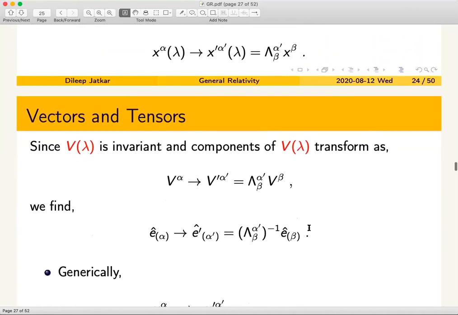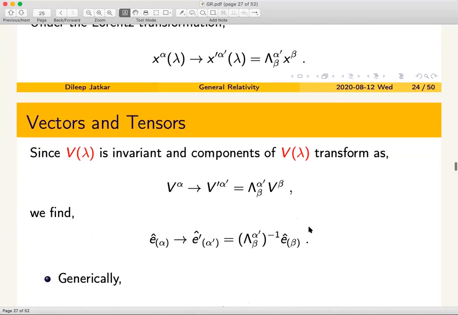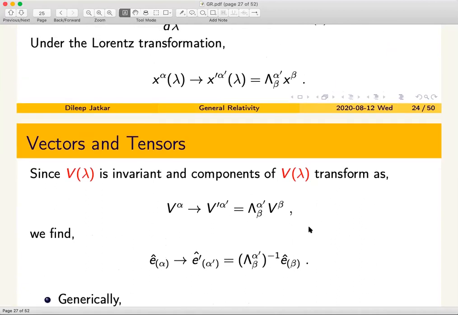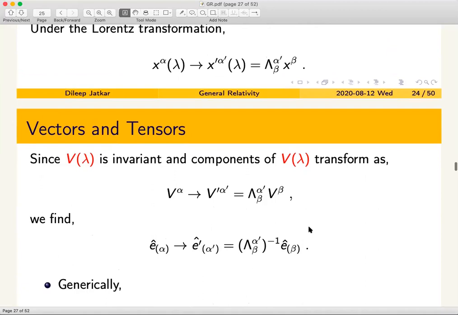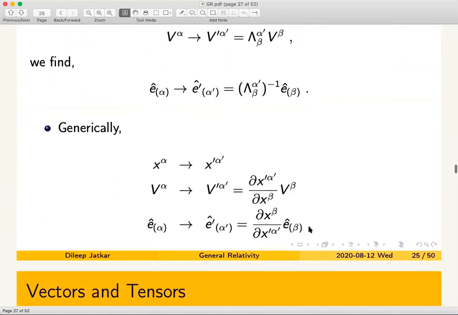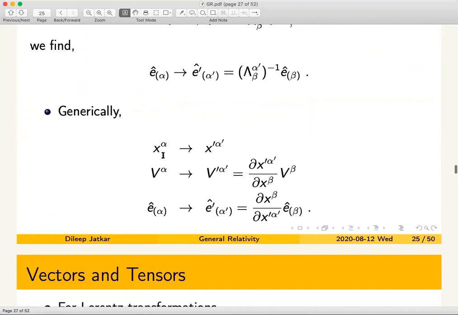Now of course this is for Lorentz transformation, but there is nothing very special about Lorentz transformation, particularly when you are looking at vector spaces. So we can in principle consider an arbitrary transformation x^α to x'^α', which could be a very complicated function of x^α, which we would call a general coordinate transformation. Then under that coordinate transformation, v^α would go to v'^α' equal to ∂x'^α'/∂x^β times v^β.